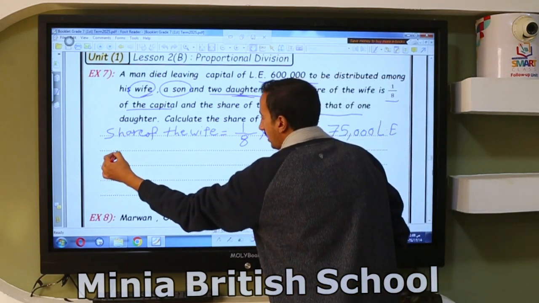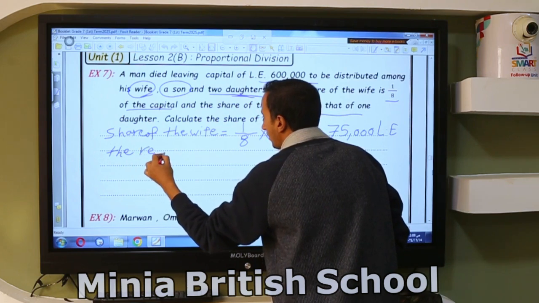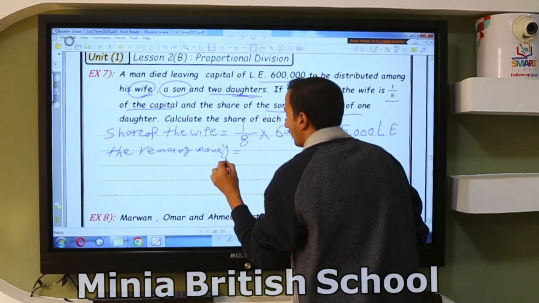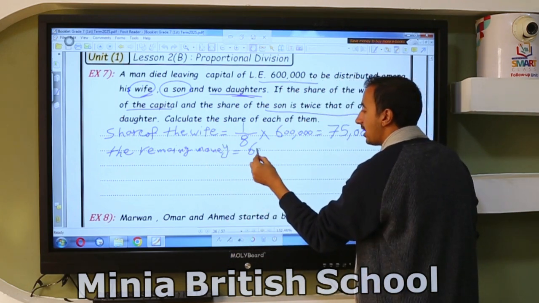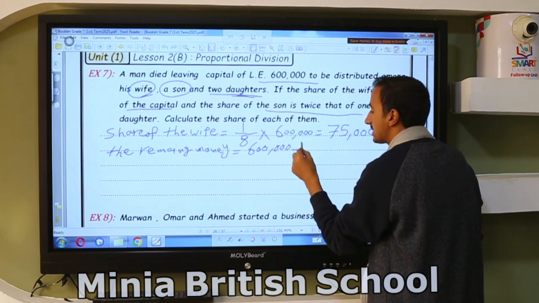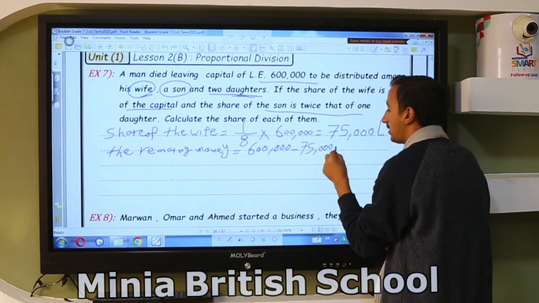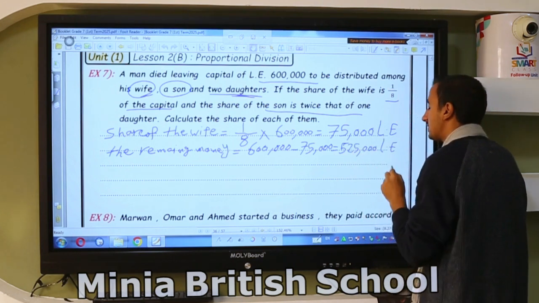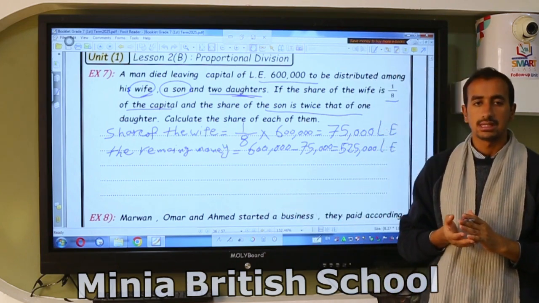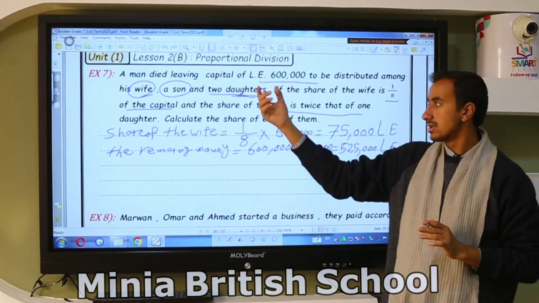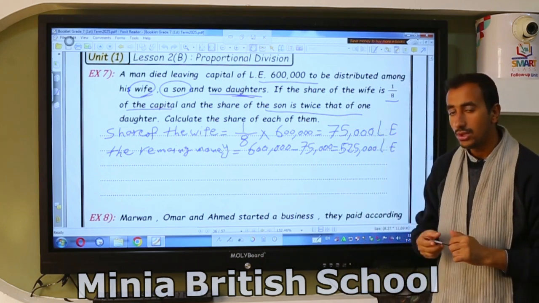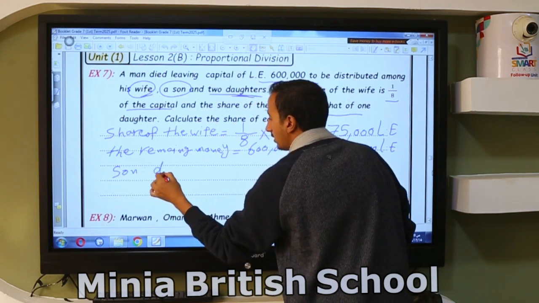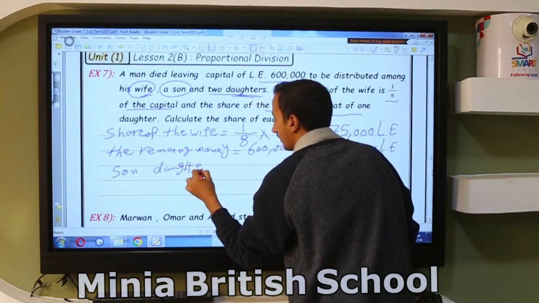The second step, finding the remaining money. The remaining money is the total 600,000 minus 75,000, equal 525,000. This is the amount to be divided between the son and the two daughters. So I have here son, two daughters.